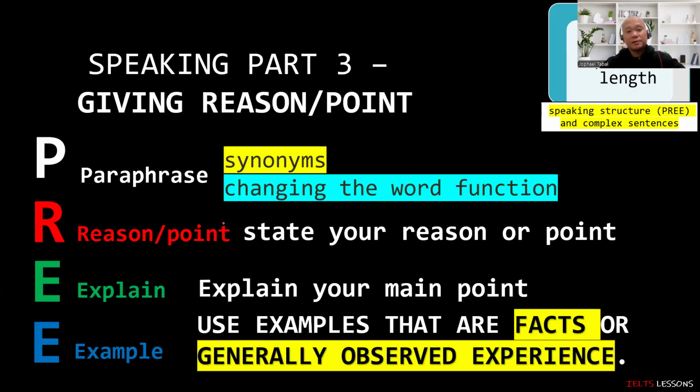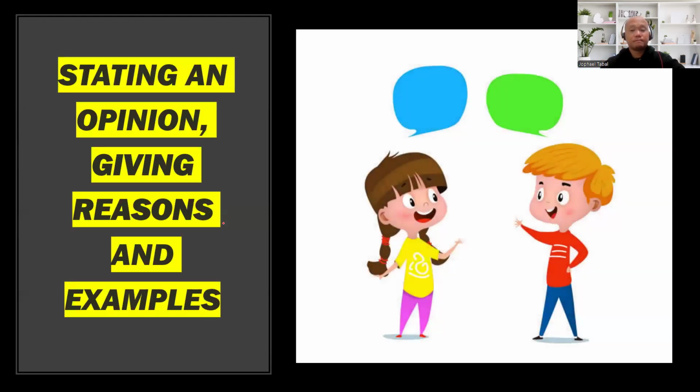So again, the first criteria for speaking at length is P, which stands for paraphrasing or paraphrase. And to paraphrase means we have to use synonyms or change the word function. Okay. Another reason why we have to understand the type of question: for fluency, the first criteria there is to understand the question or the task.